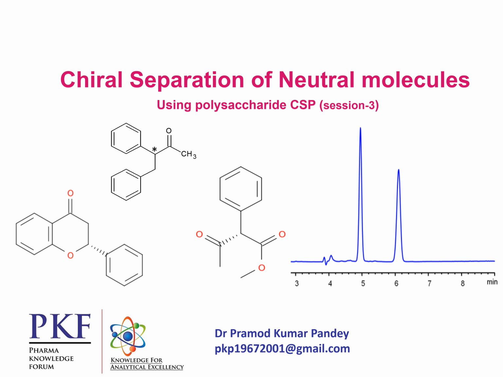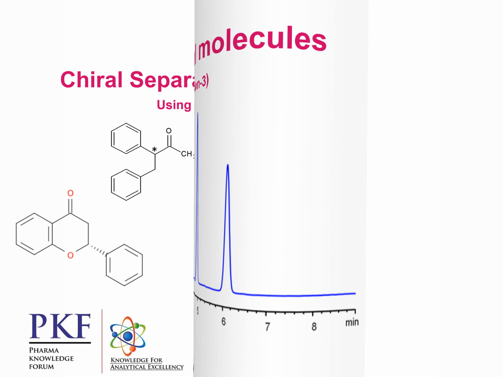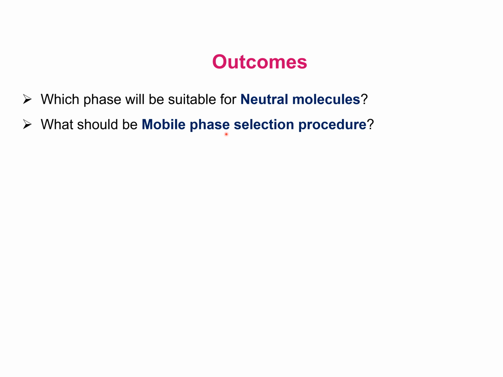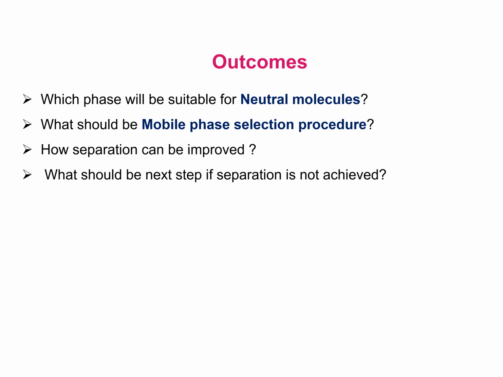Welcome. I am going to discuss chiral separation of neutral molecules using polysaccharide chiral stationary phase. This is the third lecture of the chiral separation series. In this session, you will learn which phase will be suitable for neutral molecules, what the mobile phase selection procedure should be, how separation can be improved, and what the next step should be if separation is not achieved.